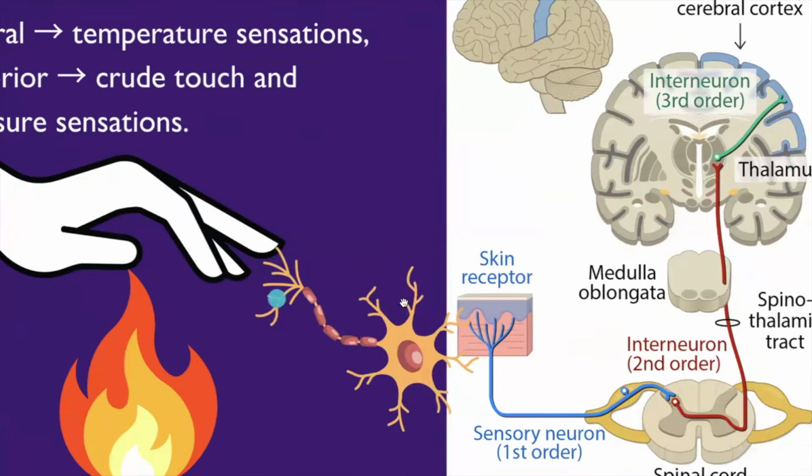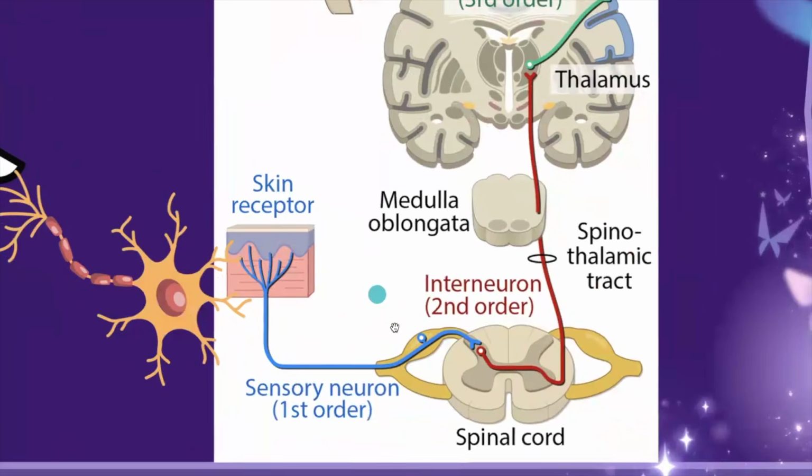Now, let me just zoom in. Okay, so you would have the first order neuron going into the dorsal root ganglion, and then the axons of these first order neurons would go into the dorsal horn and synapse with the second order neuron at the level of the spinal cord. Unlike the other tract, where the synapse happened at the level of the medulla, remember?